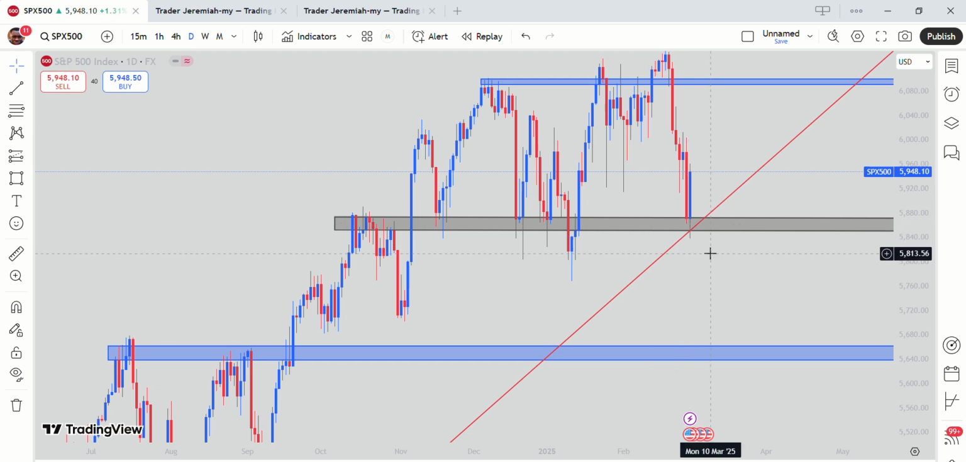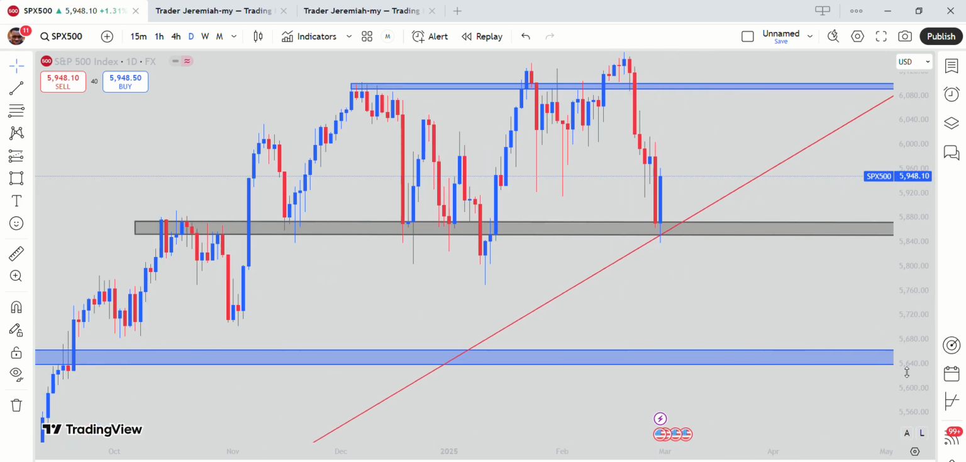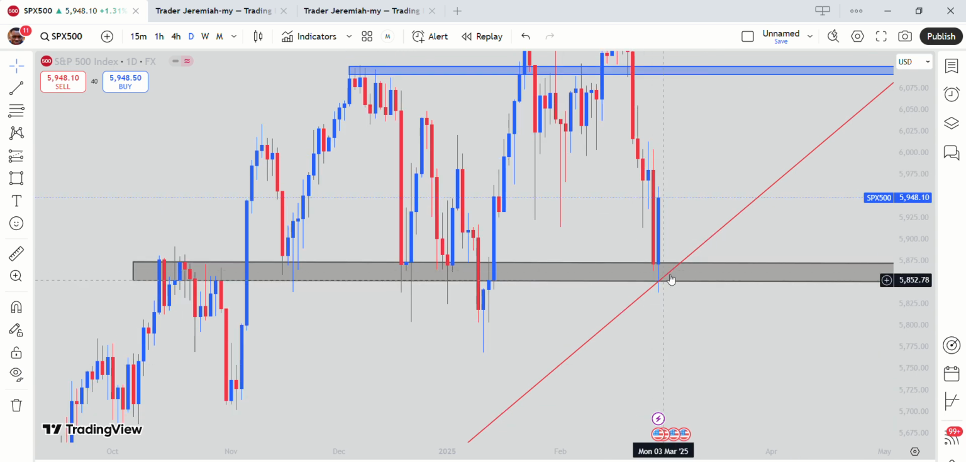So like I said earlier, for a trend line to be valid, it needs a minimum of 2 touches. So the third touch is the one that you'll be using for a trade entry. And now price has come to touch the trend line for the third time.